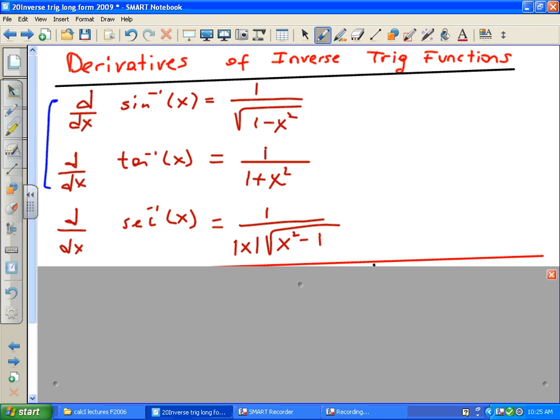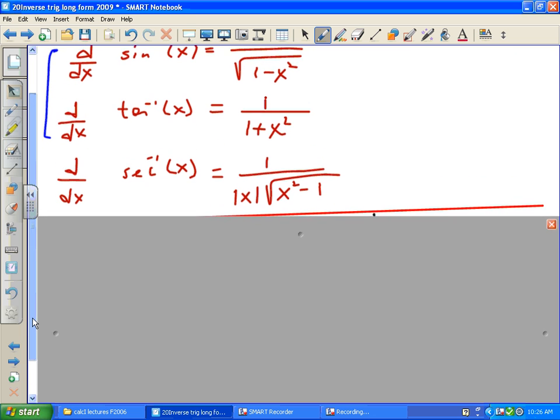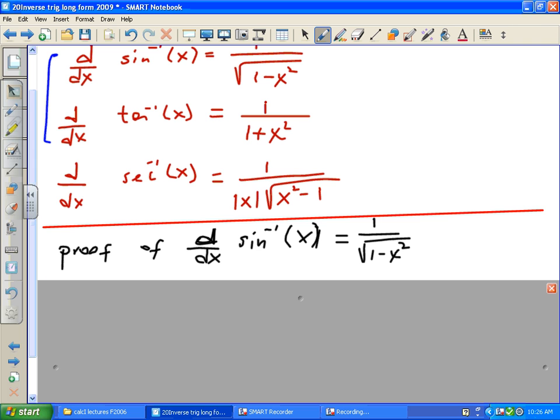Secant inverse, I'm not going to ask you to memorize. If you need to, you can always go back and find it from a textbook or whatever, but the first 2 are very important. They'll come up a lot in Calc 2 and beyond, so please try to remember those. Now, where do these formulas come from? Just to show you an understanding of it, I'm going to prove the first one, derivative of sine inverse. If you don't want to write this part, that's okay. We're going to do examples in just a little bit. This is just for your understanding.